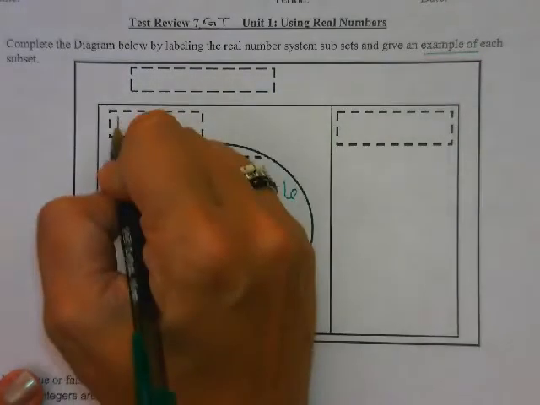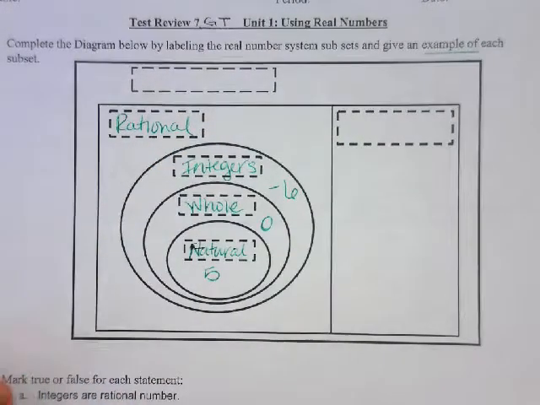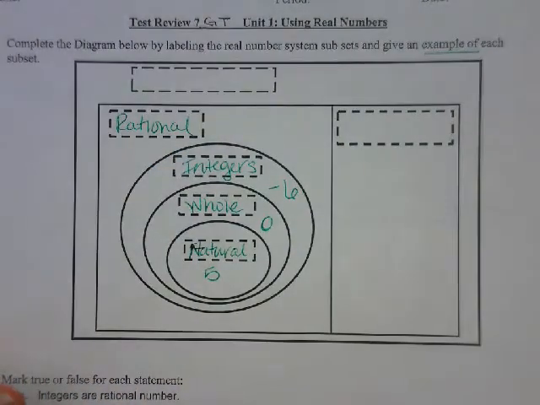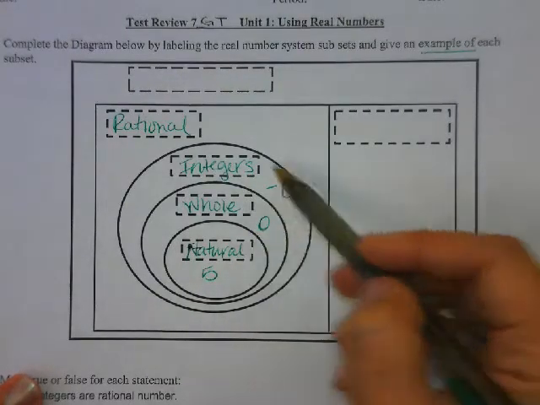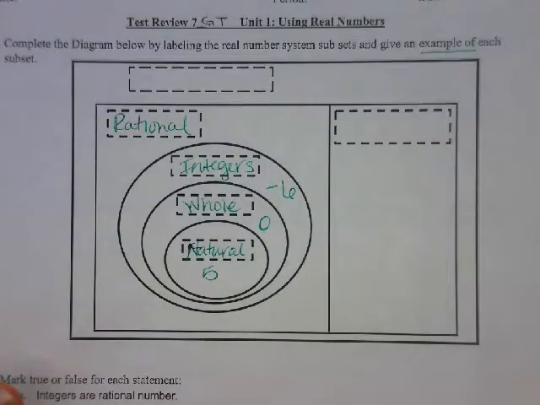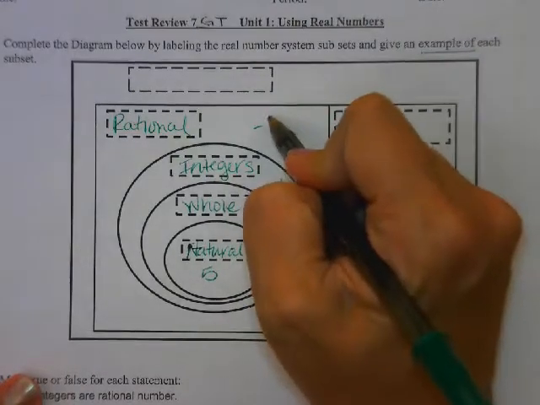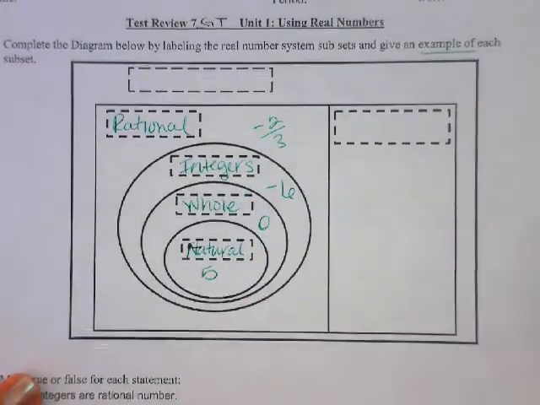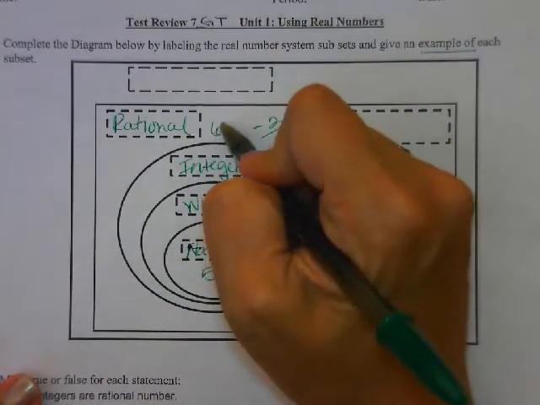And then we have rational numbers. Remember, rational numbers are numbers that can be written as a fraction. They can be positive. They can be negative because all of these are subsets of rational. They need to be a terminating or a repeating decimal. So I could put negative 2/3. I could put 65%.